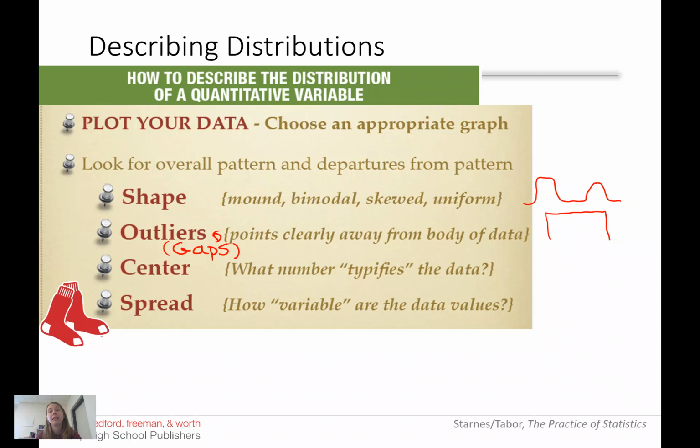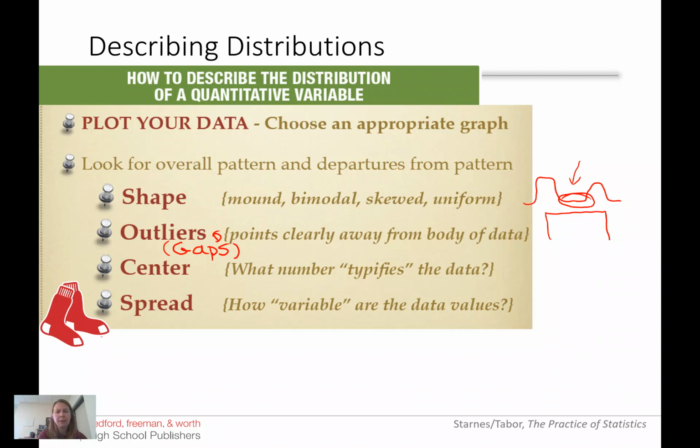Outliers, and for now we're going to say something's a potential outlier. We are very quickly going to get a test to show whether something is actually an outlier, but for now you want to say a potential outlier. So that's just a value that's away from where the rest of the data seems to live. And then if there are any gaps, like in this example here, there appears to be a gap in the data between the two mounds. And then spread, that's how spread out your data is.